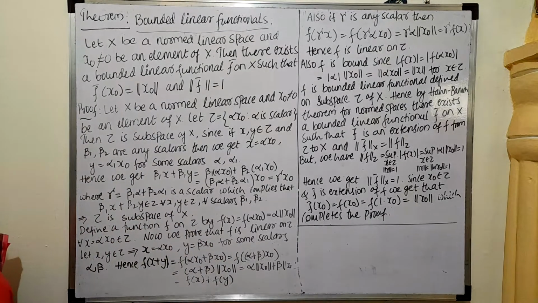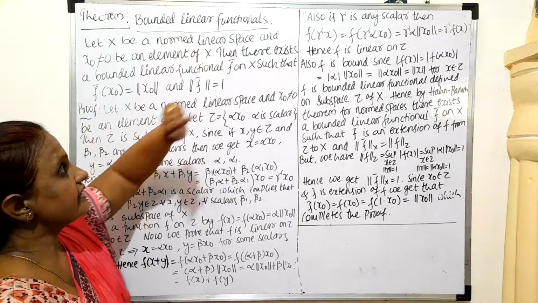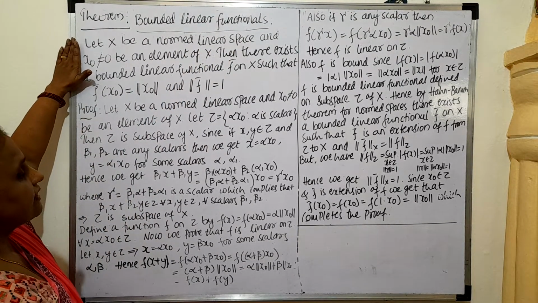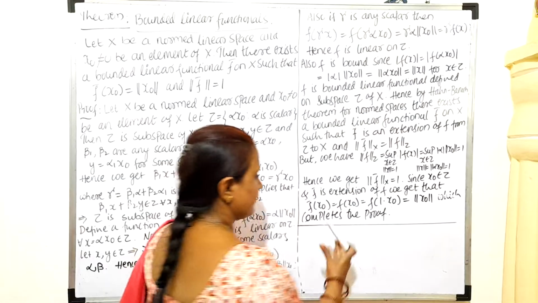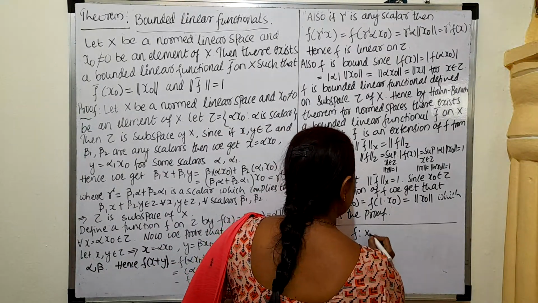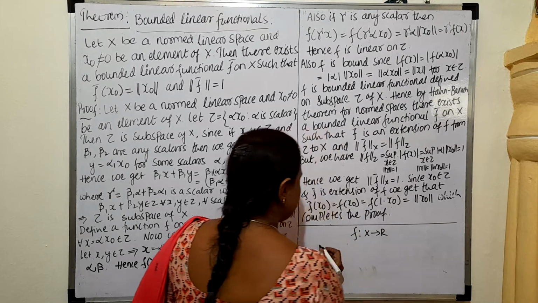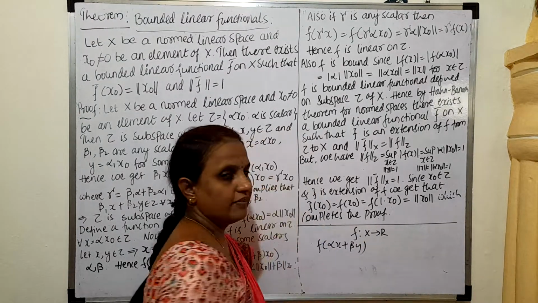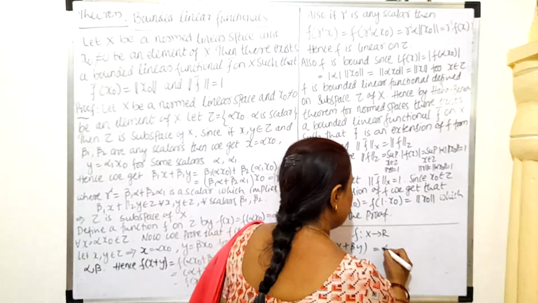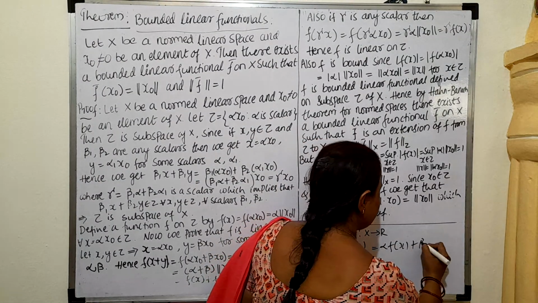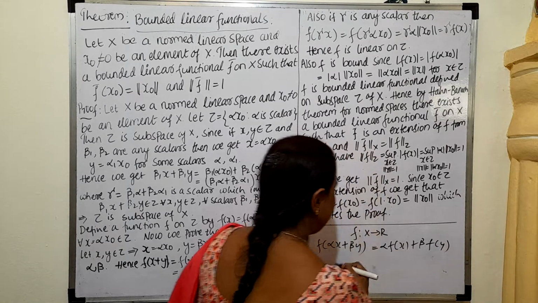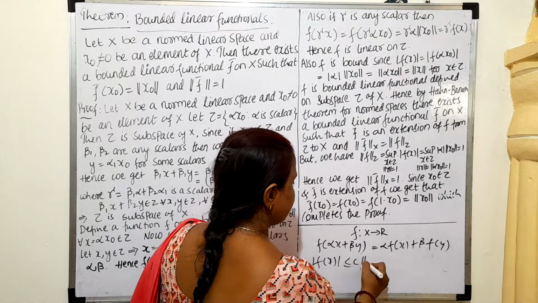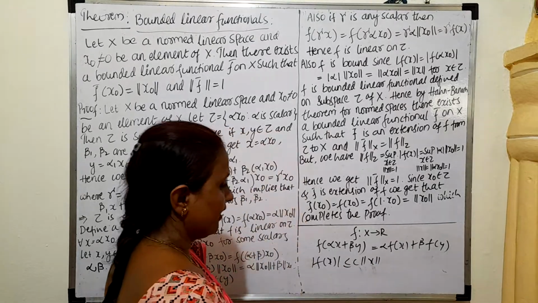Today our theorem is bounded linear functionals. Bounded linear functional means if we have a functional defined on an inner product space, it is said to be linear if f of alpha x plus beta y equals alpha f of x plus beta f of y, and is said to be bounded if mod of f of x is less than or equal to c into norm x.